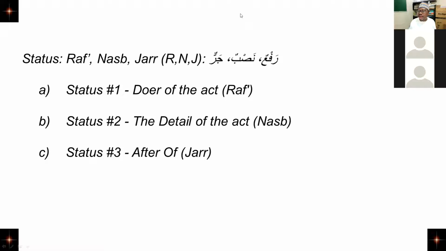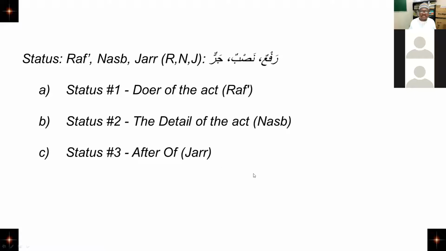Statuses are different from signs. Rafa is a status, nasb is a status, and jar is a status. And we mentioned what a status is. It's like the normal English word, which everybody knows. If I say your status demands that, it means it's because of you being in that status that you are asked to do a certain thing. So the dhamma, fatha, kesra are as a result of the word being in the rafa, nasb, and jar. Very important here.